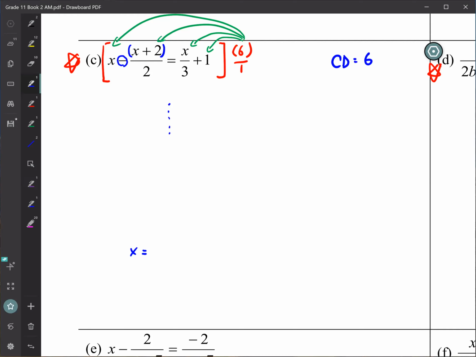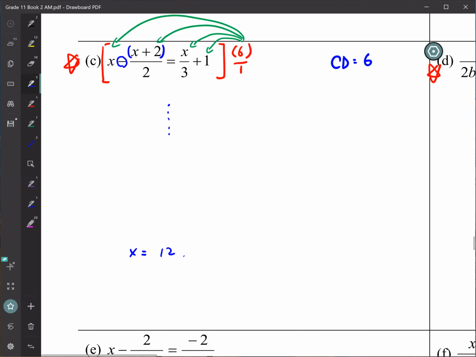Okay, let's check some of your answers. Aaron, what do you have? 12. 12, okay. Brennan, how about you? We got the same thing. Sarah? I got the same thing. Okay, anyone got different? Yoshir, how are you doing? Still working? Are we supposed to only do C? Oh, just do C, yeah. I got 12 too. Okay.